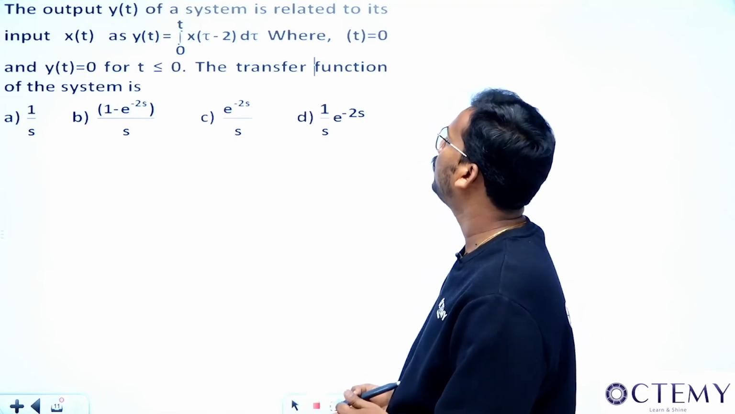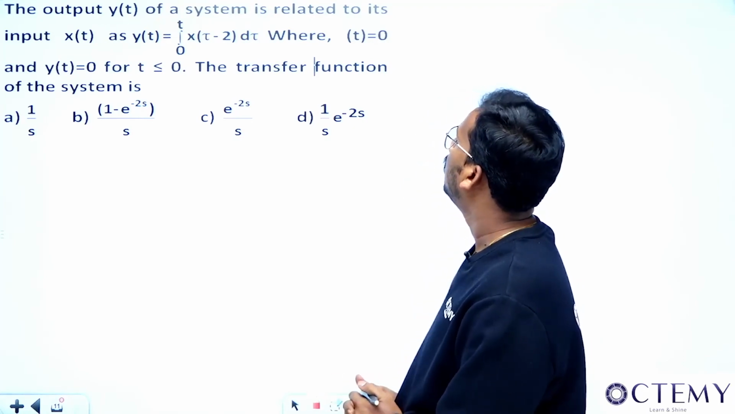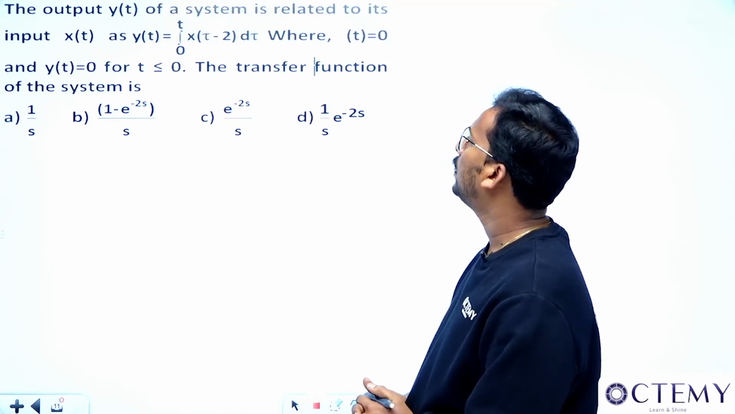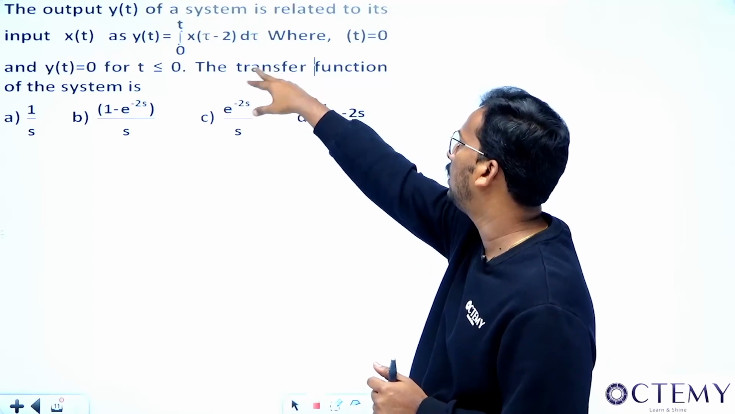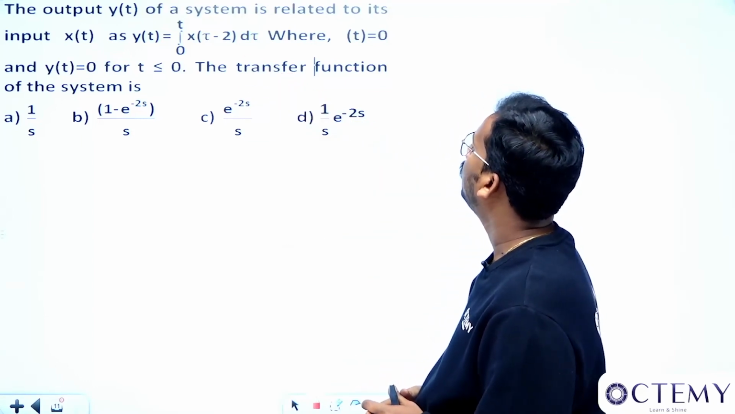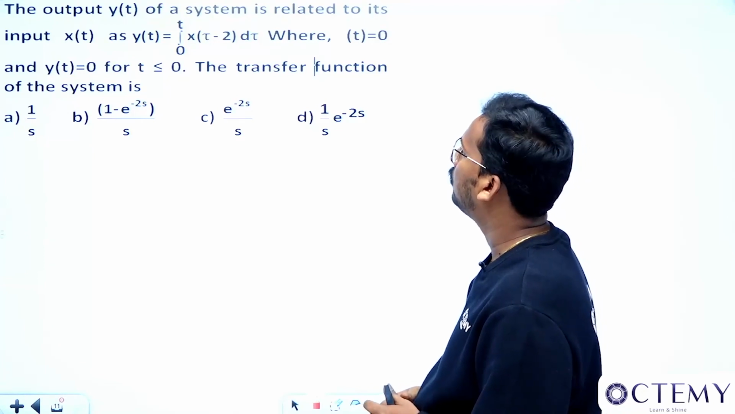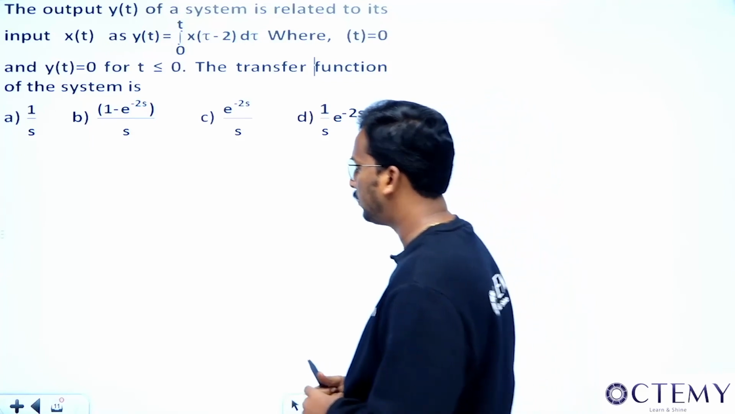The output y(t) of a system is related to its input like this: integral 0 to t of x(tau minus 2) d tau. The tau is some dummy variable, sir. When you integrate it, you will actually put t, so it will be in t only. Where u(t) initially is 0 and y(t) is equal to 0 for t less than 0. The transfer function of the system is... See, sir, what is the transfer function?